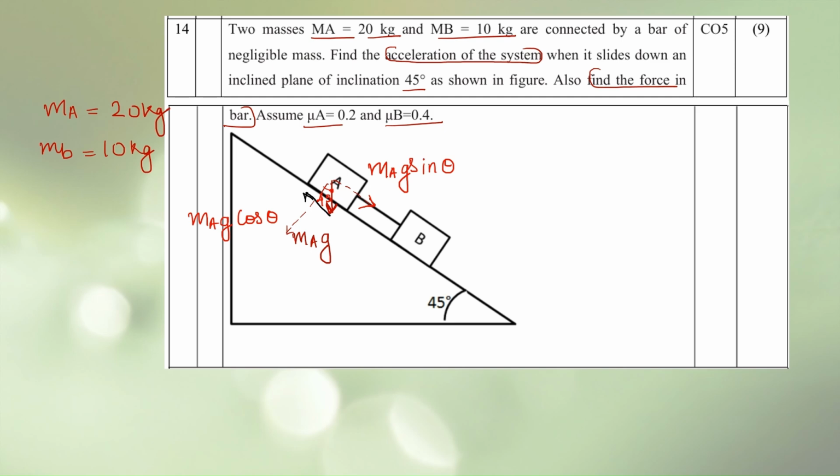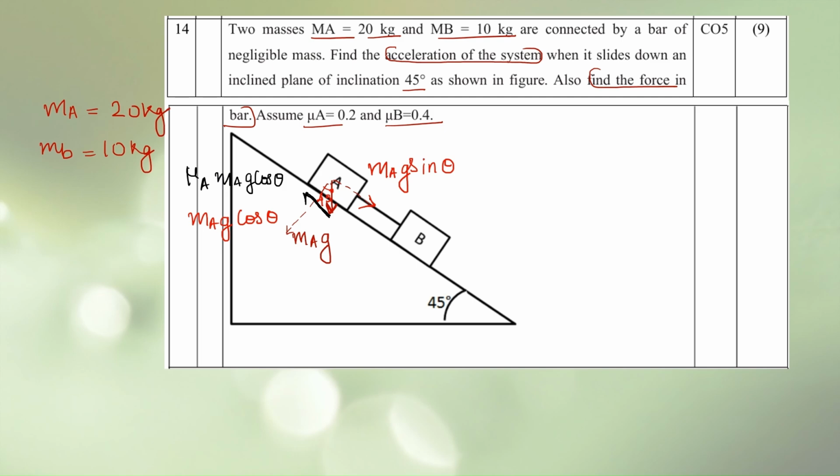This is my frictional force, and the magnitude of frictional force will be what? The normal reaction MAG cos theta into mu A. So I can write the frictional force as MAG cos theta into the coefficient of friction between A and the surface, that is mu A.